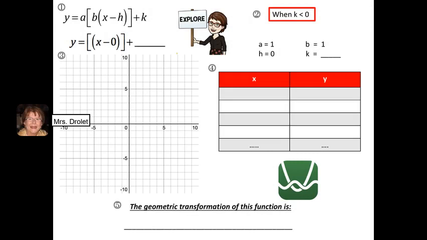Now I would like you to explore using the Desmos calculator when K is less than 0. Remember, where does the K go? The K goes after the square bracket. When the K is less than 0, well, that's a negative number. So you're actually going to be subtracting a number here. In the Desmos calculator, make A equal 1, B equal 1, H equals 0, and K equal to your negative number, and look to see what the pattern is.